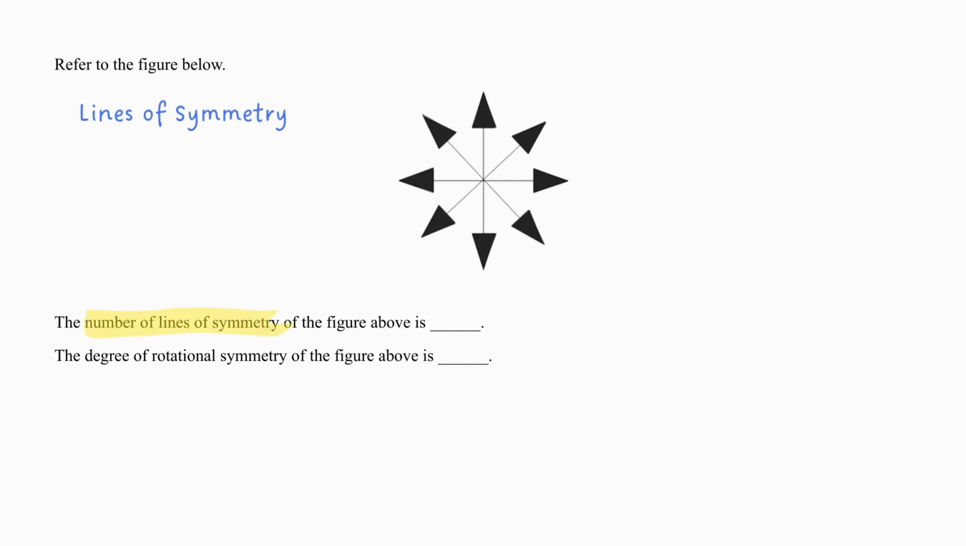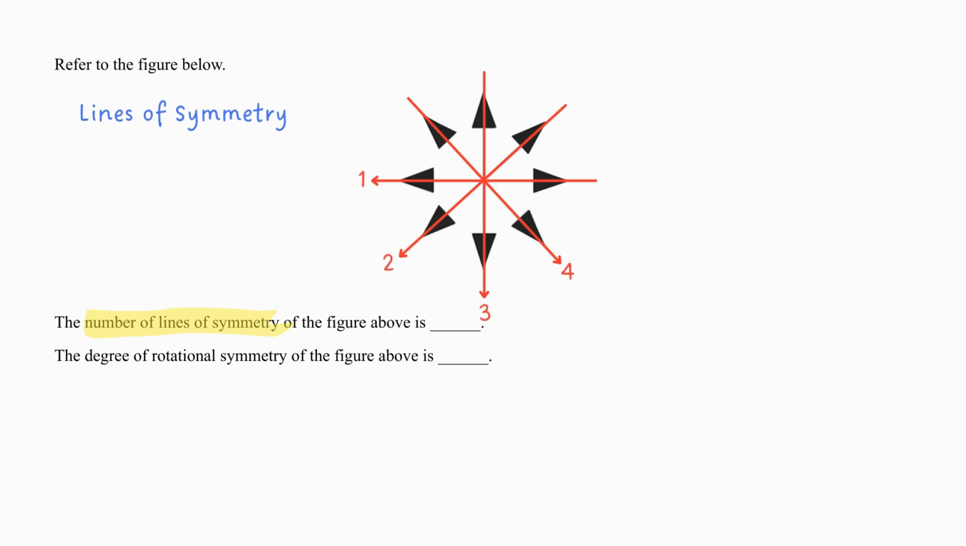A line of symmetry is like a fold line. If you were to place a mirror on that line, the reflection would perfectly match the other side. Looking at our figure, we can find these lines by looking at the arrows. You can draw lines straight through the points of the north-south, east-west, and diagonal arrows. That gives us 4 lines.